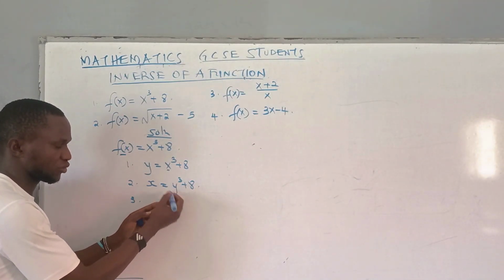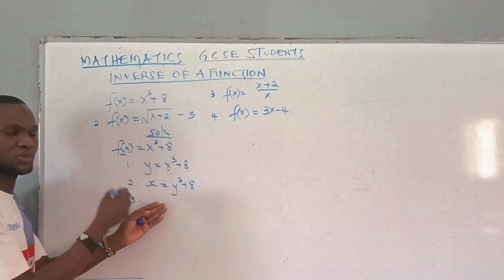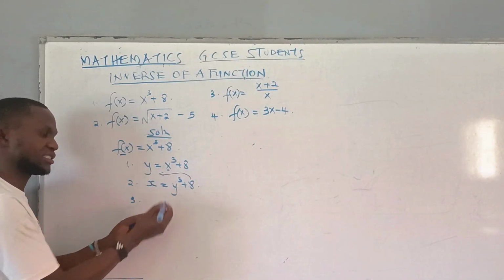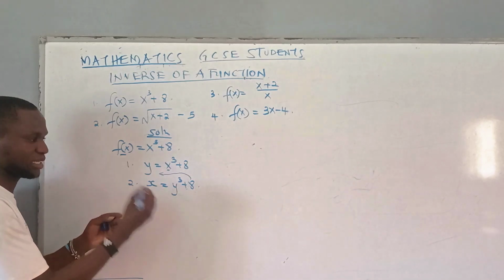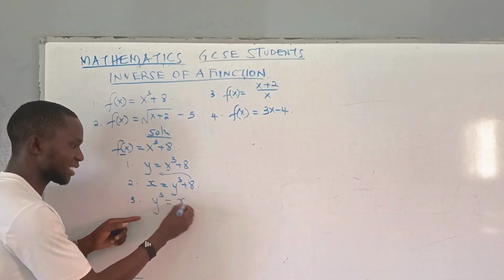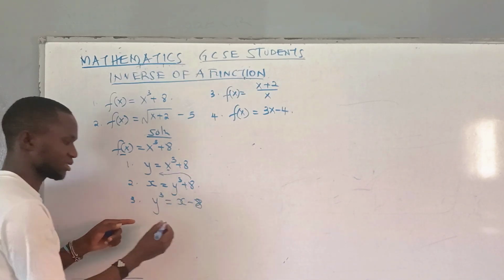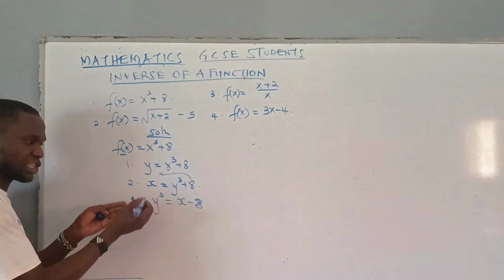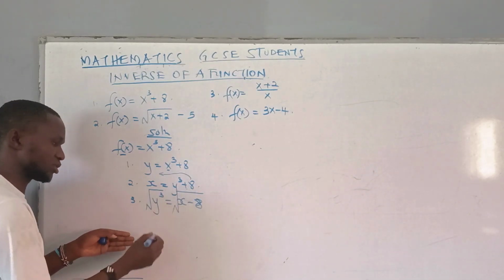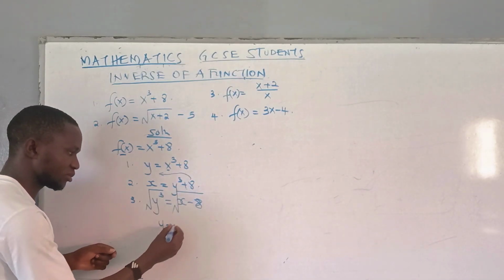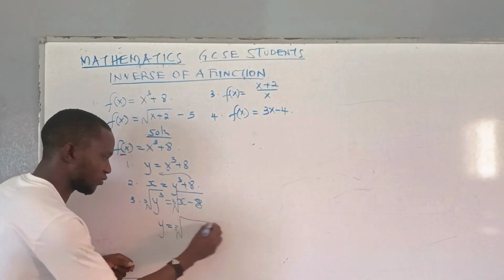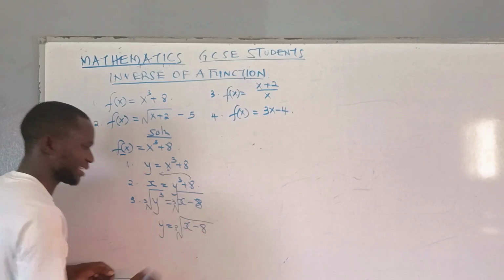Making y the subject of the formula, I'm only supposed to remain with y on one side of the equal sign. So I'm going to carry 8. It is positive; when it comes from the other side, it's going to be negative. Therefore, I'm going to have y raised to 3 is equal to x minus 8. But remember, I'm looking for y, not y cubed. So what I will do, I will introduce cube root. Then this will end up with y equals cube root of x minus 8.